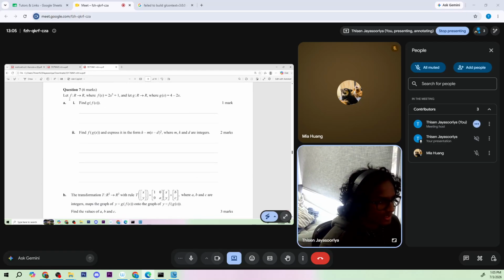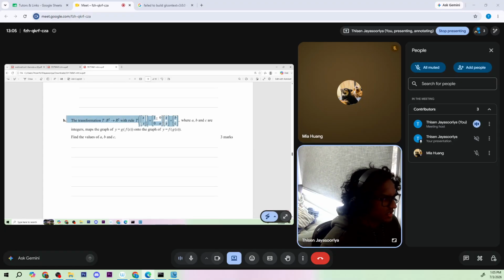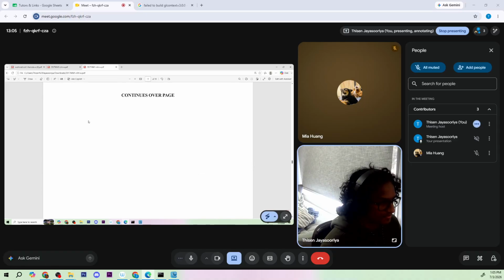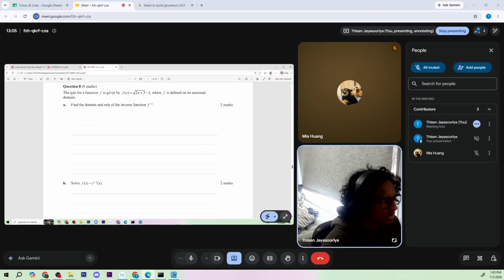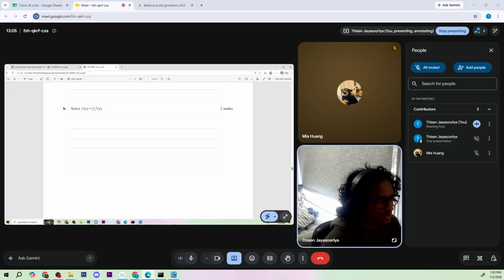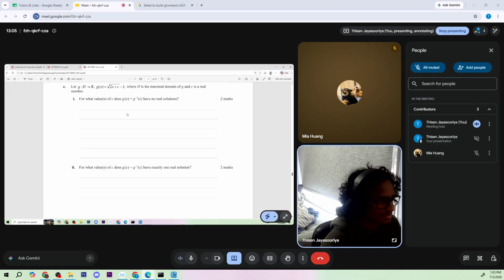If we keep going down, we have here find f of x. f of x is in the form f of g of x, and it wants me to transform f of x onto f of g of x, and find the values of a, b, and c. Here, it says find the domain and range of the inverse function, solve for f of x equals f inverse of x. That's not too bad.